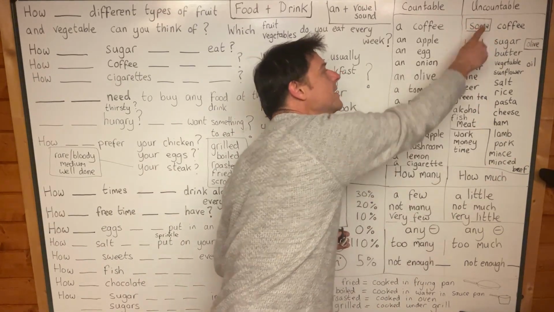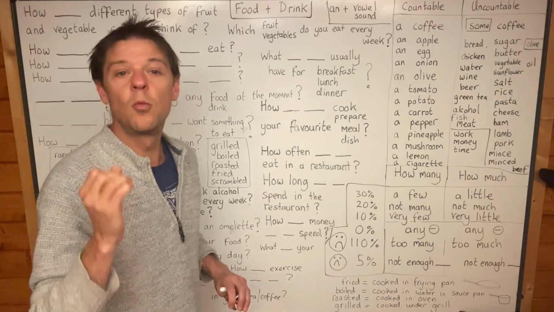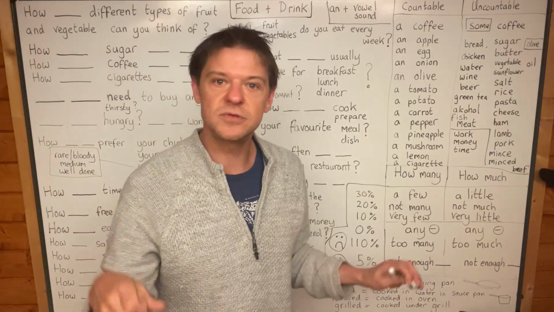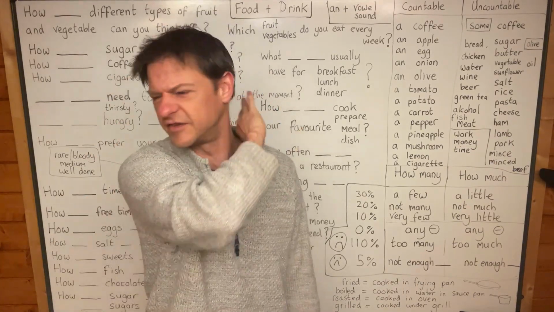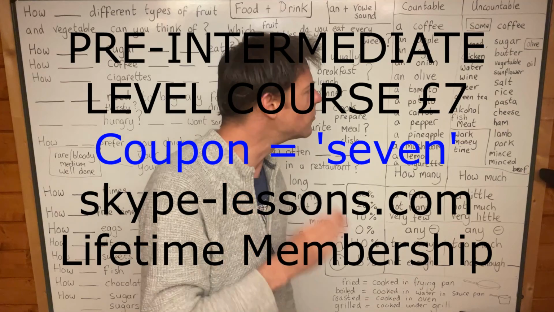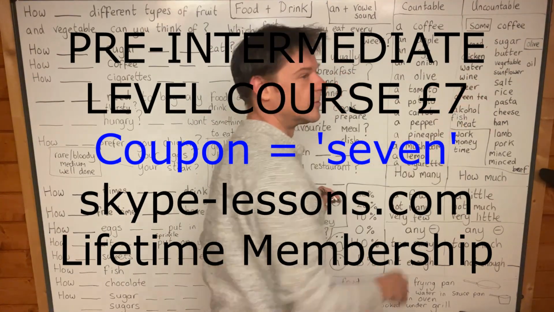Some nouns are uncountable. For example, water. Can you count water? Can you say one water, two waters, three waters? No, you can't count water. So water is uncountable.